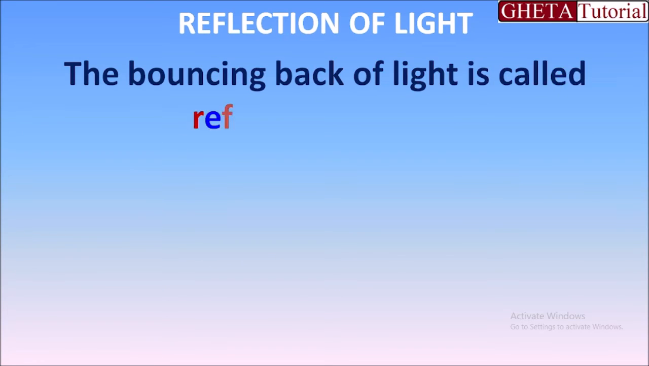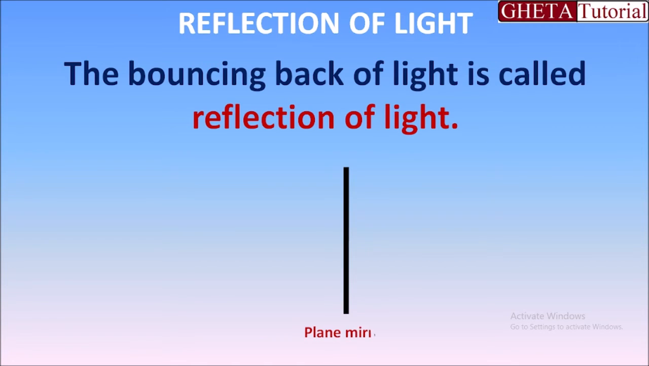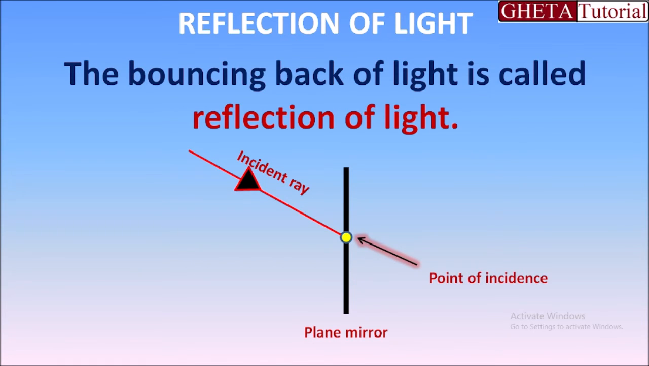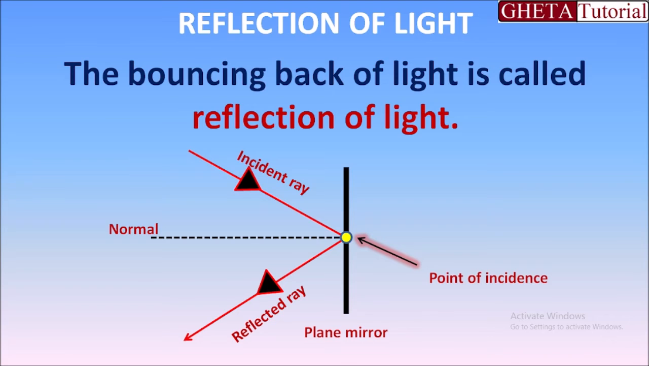Now we are going to learn reflection of light. The bouncing back of light is called reflection of light. Let us consider a plane mirror. When an incident ray falls on the plane mirror at the point of incidence, it is reflected back along the same plane, and the normal line is perpendicular to the plane mirror. Or we can say the bouncing back of light is called reflection of light.